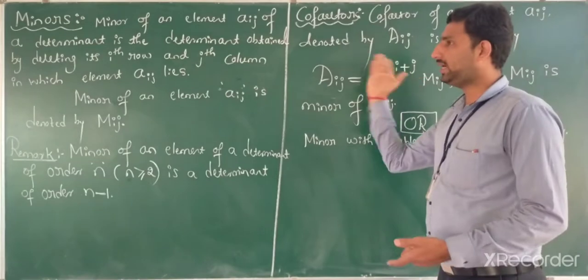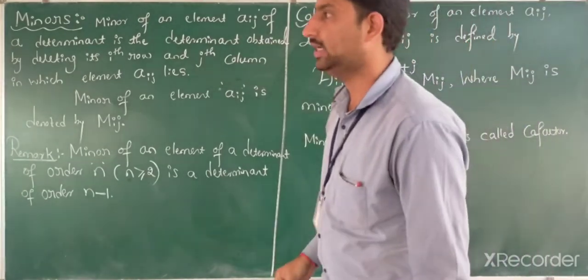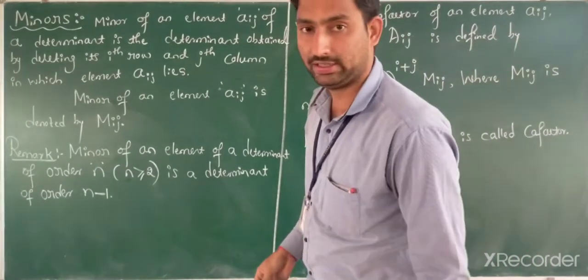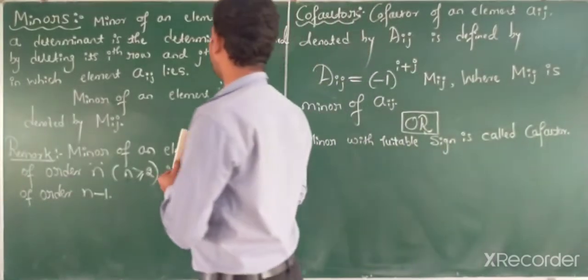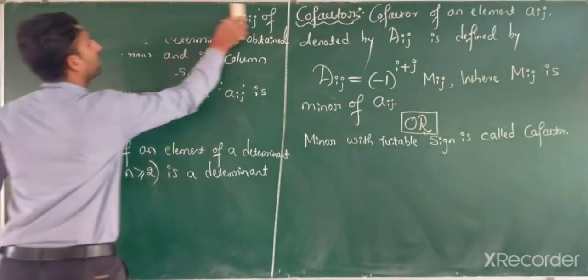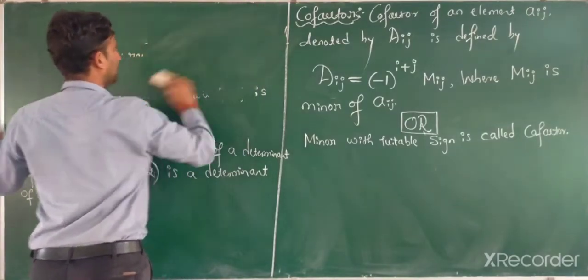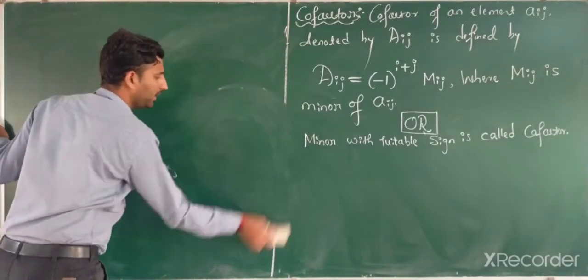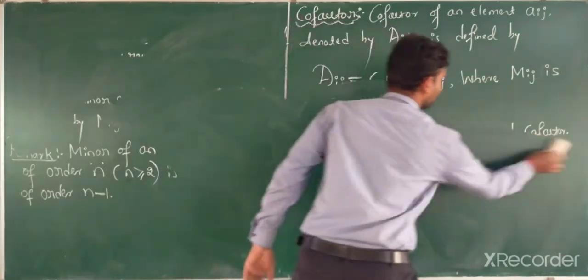That's why minors and cofactors are very near to each other, and there is a correlation between minors and cofactors. Now we move towards the problem part under minors. After that, problems under cofactors.